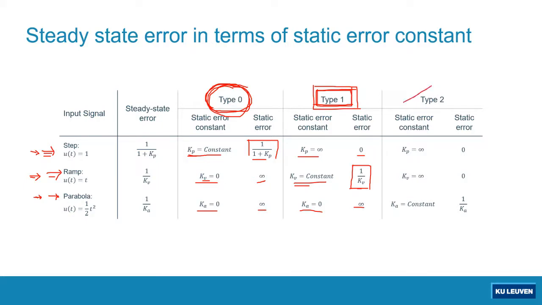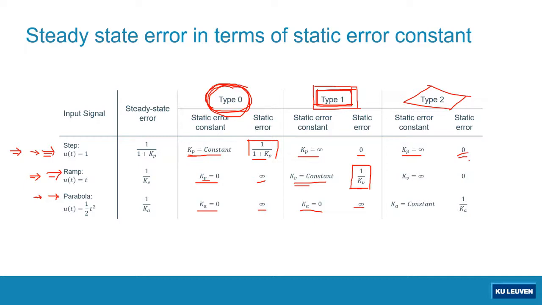Now, if we have a type 2 system, if a step input is given to this type 2 system, the static position error constant Kp will be equal to infinite value. This means the steady state error will be 0. Again, what does it mean? It means for this type 2 system, if a step input is given, there will be no steady state error, because the steady state error will be 0, which means, again, the response can follow the step input perfectly without any difference.